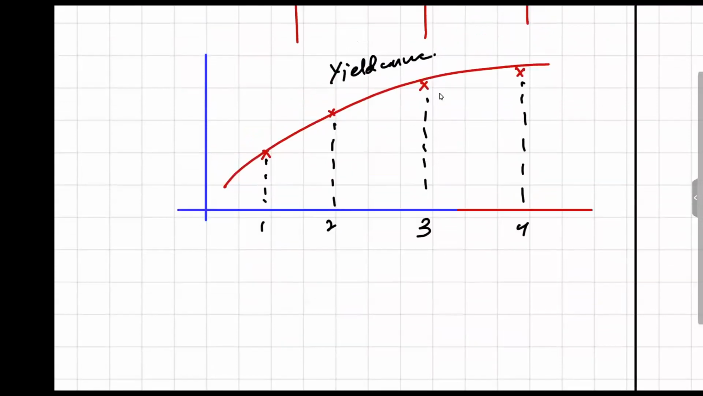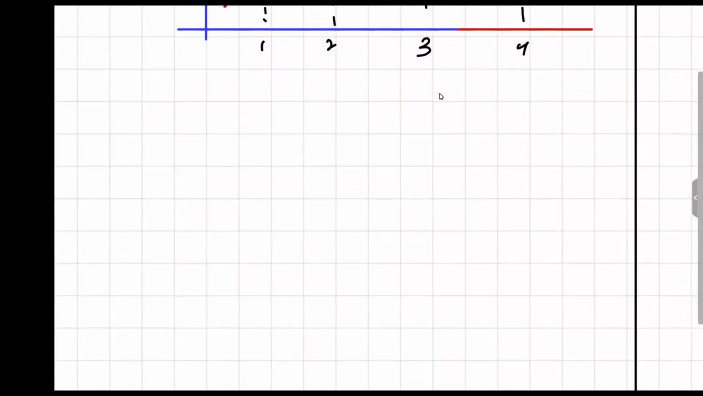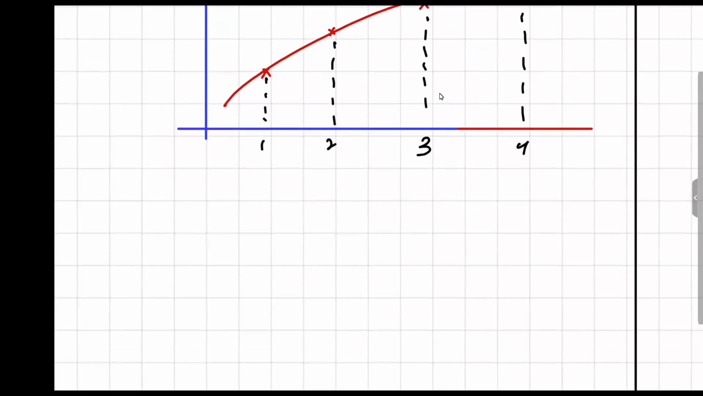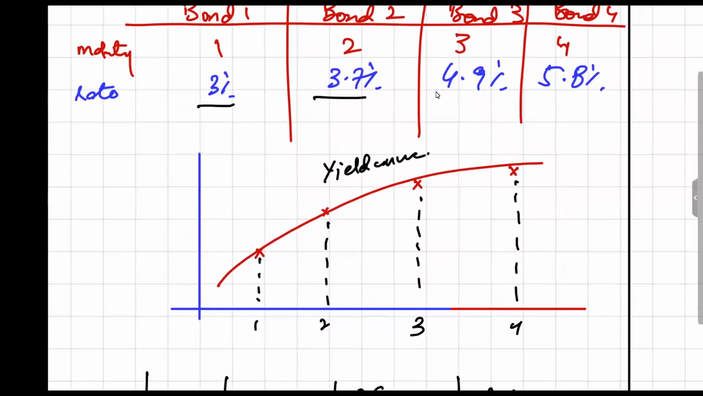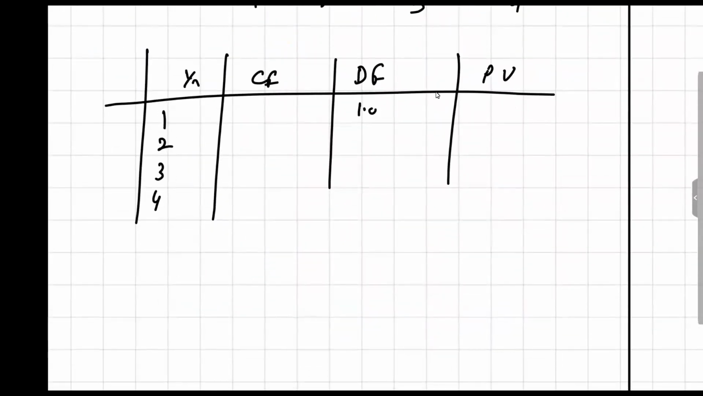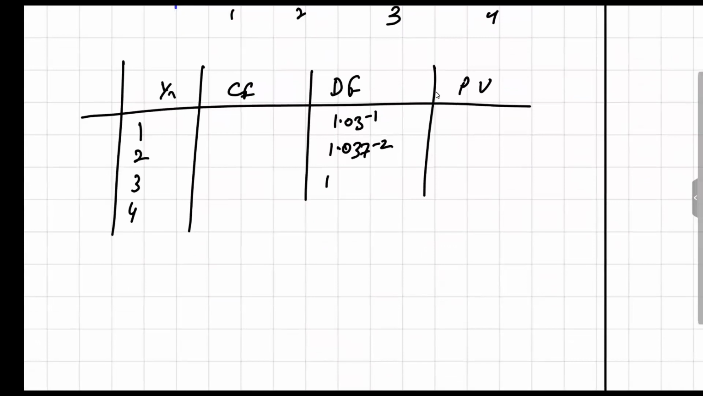So at times, when you are given the yield curve, instead of using the market rate of interest, you use the yield curve to discount the cash flows. Let me guide you a bit on how it goes. If I talk about the cash flows, it is going to be like this: year, cash flow, discount factor, present value. Whatever the cash flows are for time periods one, two, three, four, they're going to be discounted at 3%, 3.7%, 4.9%, 5.8%. So you would say 1.03 power minus 1, 1.037 power minus 2, 1.049 power minus 3, 1.058 power minus 4. So this is what the discount rates are going to be.